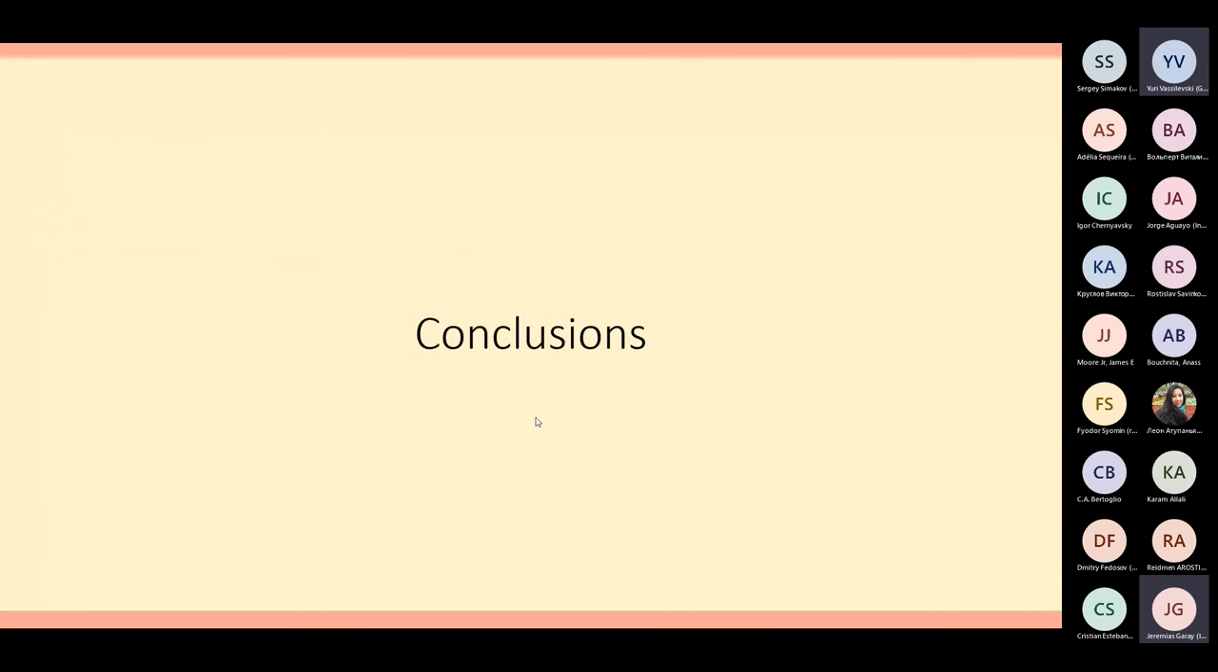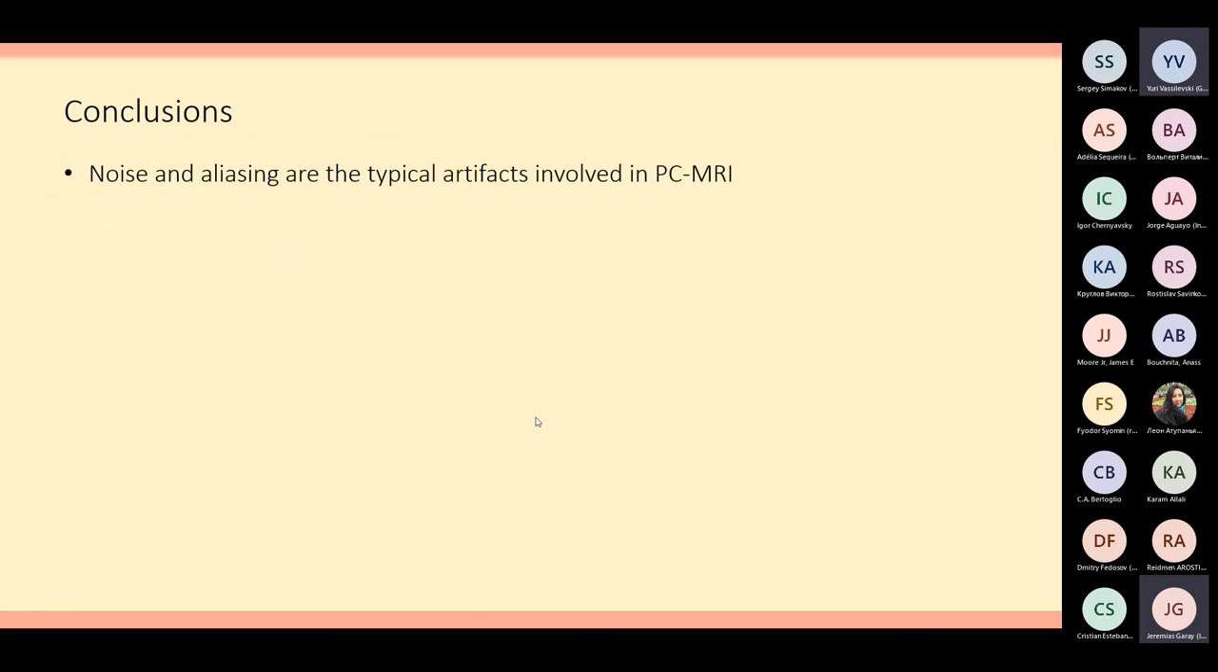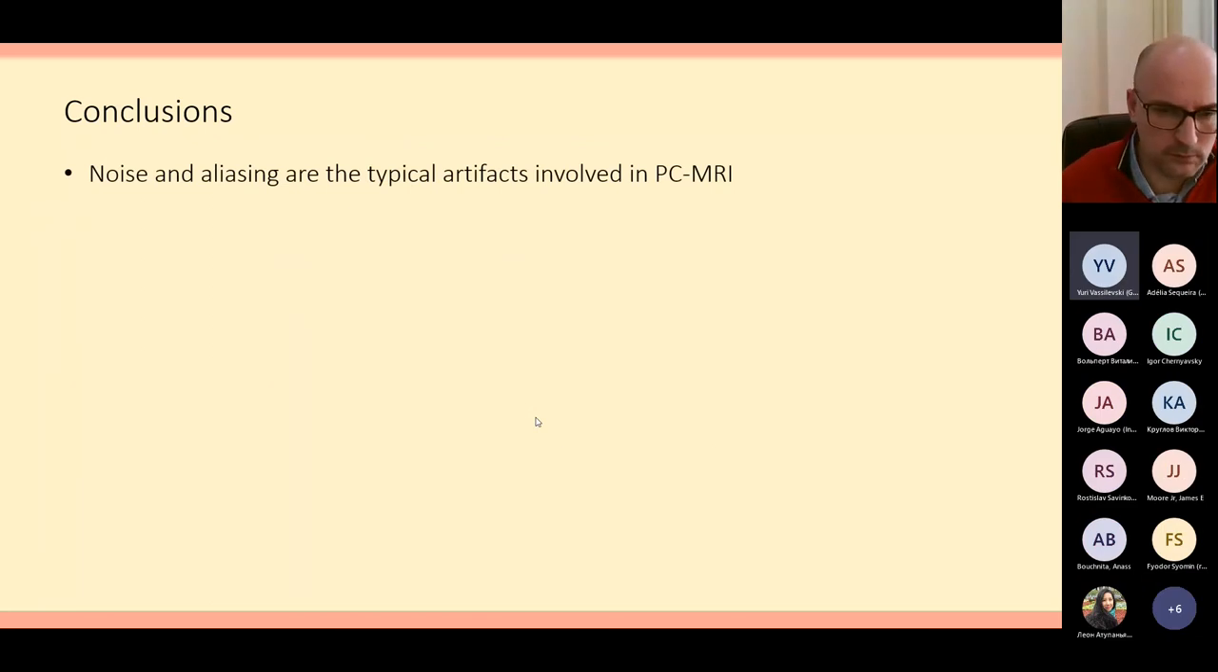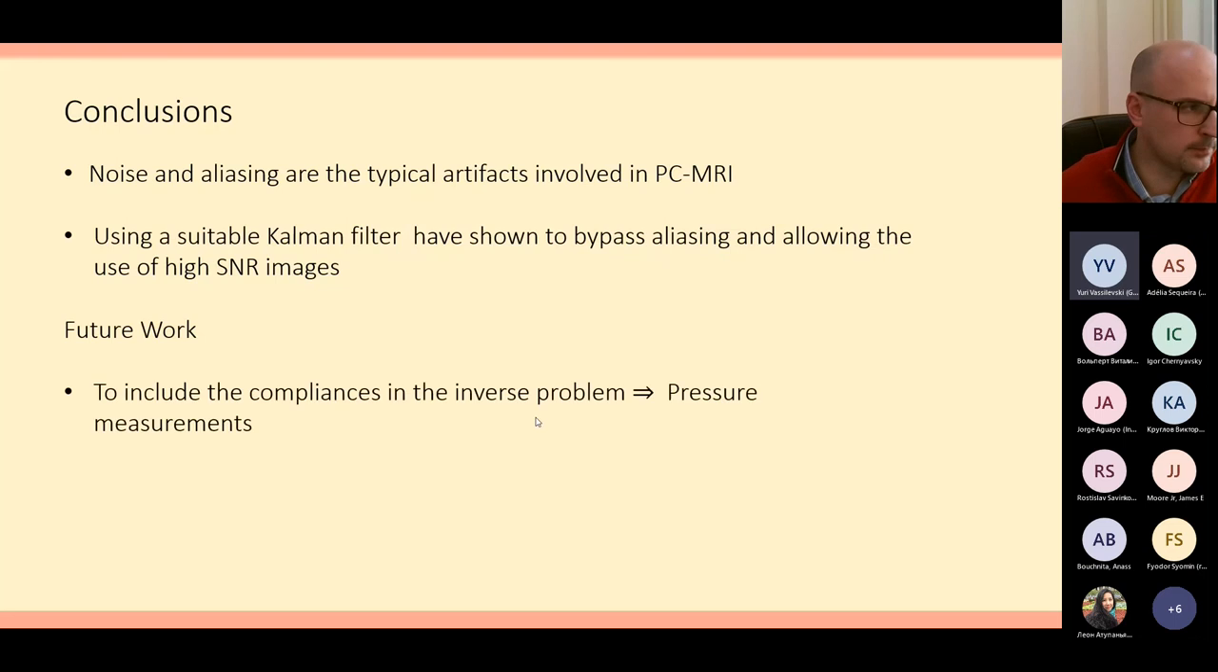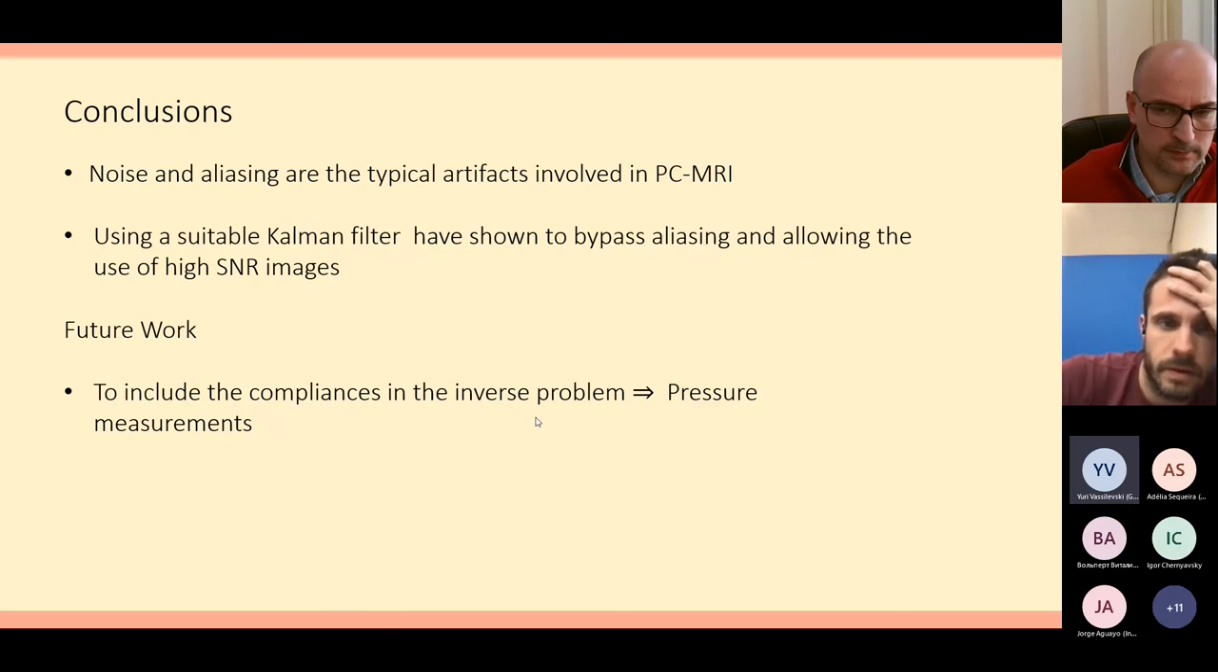So, some conclusions. Noise and aliasing are very typical artifacts involved in this PCMRI acquisition. And we have shown here that using a Kalman filter, we can bypass these aliasing artifacts, and it's actually allowing us the use of high SNR images. And I will conclude with some future work that we have for this application. Of course, to include the other Windkessel parameters into the inverse problem. And for that, we will include some pressure measurements into the model, and also the use of real data.